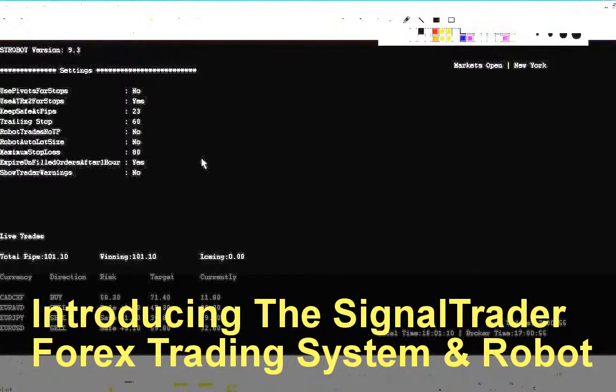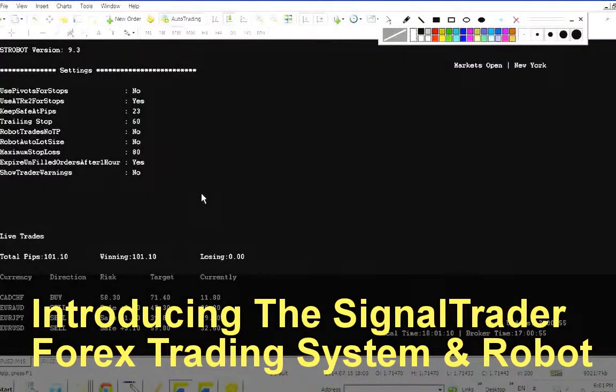And the other thing we can do is to look at the settings here. Okay, keep safe at pips. 23 pips means that at 23 pips, it's going to move the stop inside the entry. Once that trade's in there, we cannot lose it, even if it goes against us. We've got a 60 pip trailing stop, so once it's 60 pips in, it'll start moving the stop up. That gives us the room we need. Okay, and there's some other things in there as well. We can limit the amount of stop loss it has and all kinds of things.